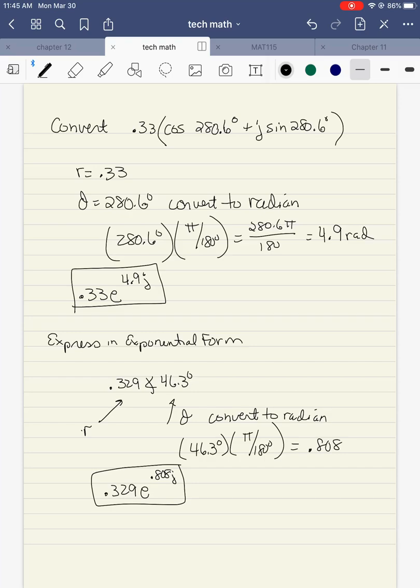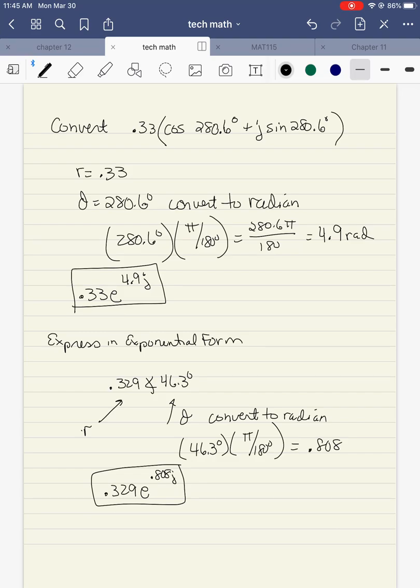Convert 0.33 cosine 280.6 plus j sine 280.6. Again, the magnitude is the number out in the front, so that's 0.33. The theta is my angle, which is 280.6, but again, it's in degrees. I have to convert it to radians. So I take 280.6 times pi over 180. That comes to 4.9 radians. So the form is 0.33 e raised to the 4.9 j.